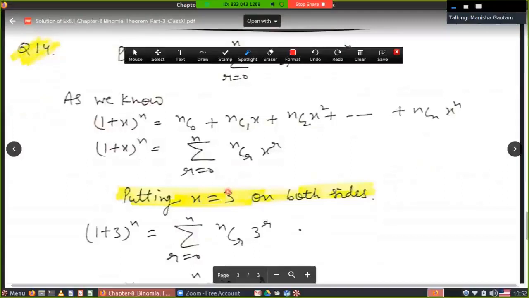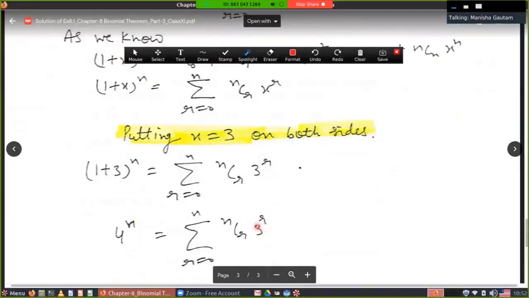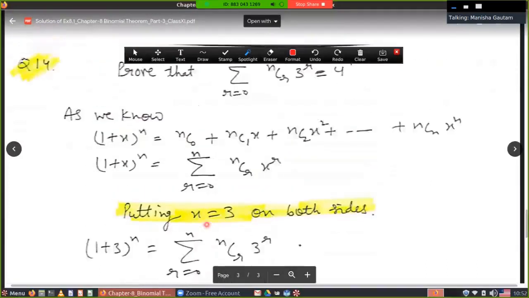X is equal to 3 means what? On both sides you are getting 1 plus 3 whole power n, and this becomes nCr 3 to the power r. Same as the question, you will get the statement 4 to the power n is equal to the summation of nCr 3 to the power r, from r is equal to 0 to n. This is the requirement of the question.